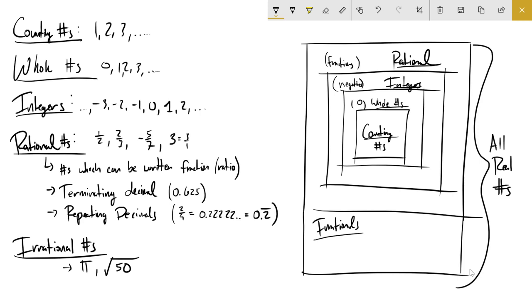So that together, these create all of what we call the real numbers. All right? And numbers can be classified as multiple different things. Like 3 is a rational number, technically, because you could write it as a fraction. But 3 is also an integer, because it's a whole number. And 3 is also a whole number. And 3 is also a counting number. So numbers can fall into different classes.